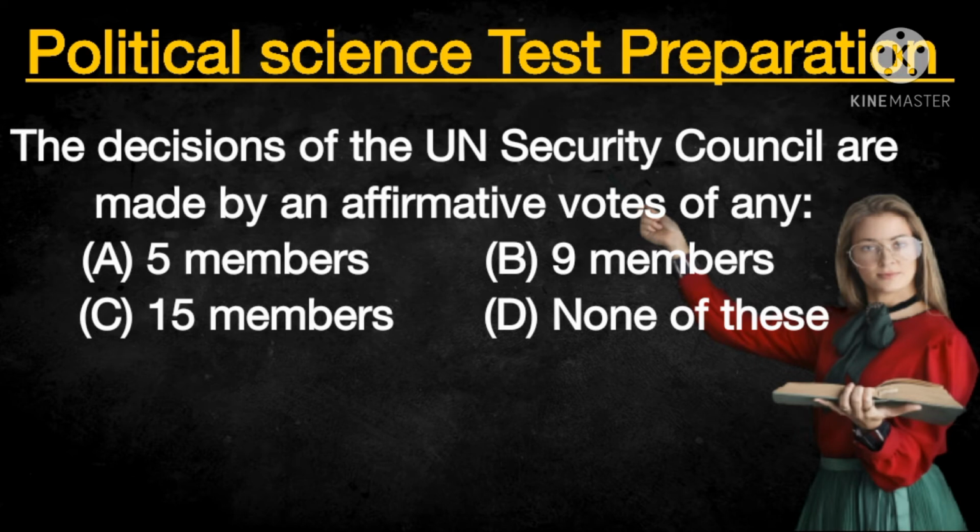Question: The decisions of the UN Security Council are made by an affirmative vote of any A. 5 members, B. 9 members, C. 15 members, D. None of these. Its correct answer option B, 9 members.